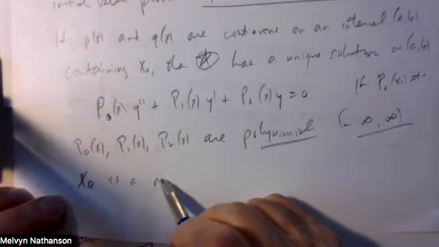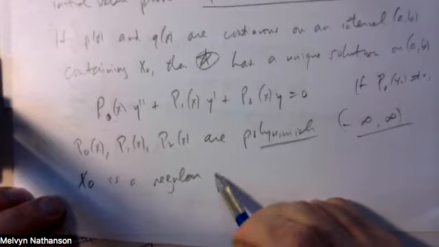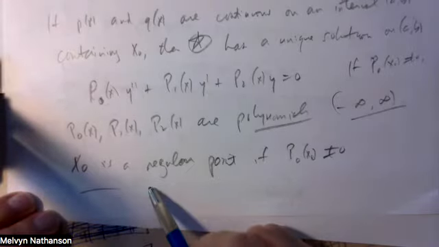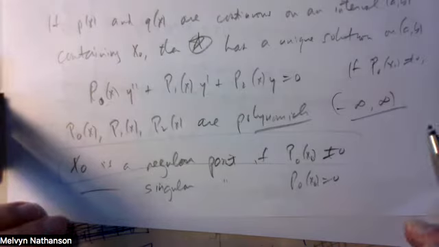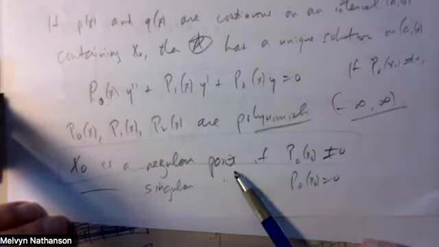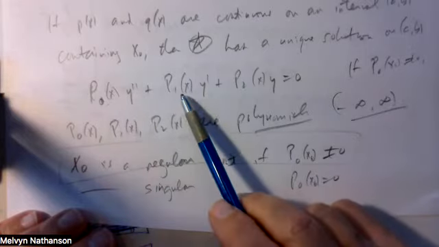And we're going to look for solutions. So there's just some terminology. x naught is called a regular point if P0 of x naught is not zero. So if you have a regular point, you know you can divide and there will always be a solution. And this is called a singular point if P0 of x naught is equal to zero, because then you can't divide. They're bad. For now, next week we'll look at singular points. But now we're only going to consider regular points. So that means that you can divide by P0 of x. You get coefficients of y prime and y that are continuous on some interval.